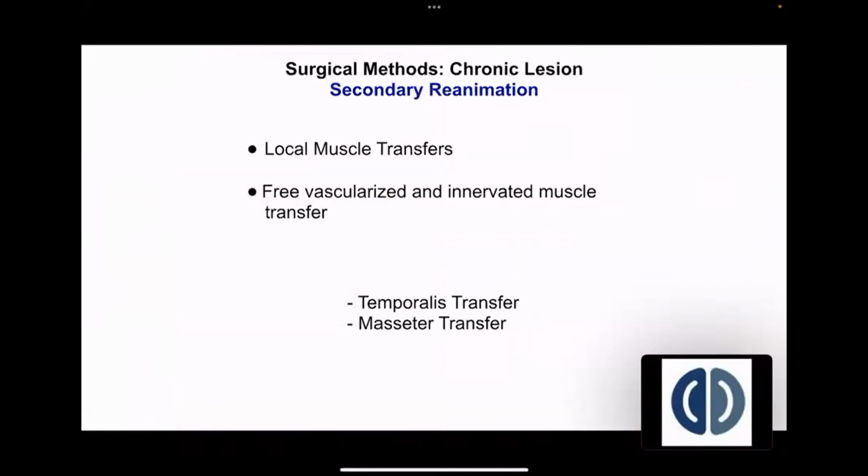So now we come to a situation where the muscle has undergone connective tissue transformation, and there is fatty degeneration. And what to do? There are secondary reanimation procedures. We also saw quite a few of them today, and I will summarize them as local muscle transfers or free vascularized and innervated muscle transfer. So we have several options here: temporalis transfer, masseter transfer.